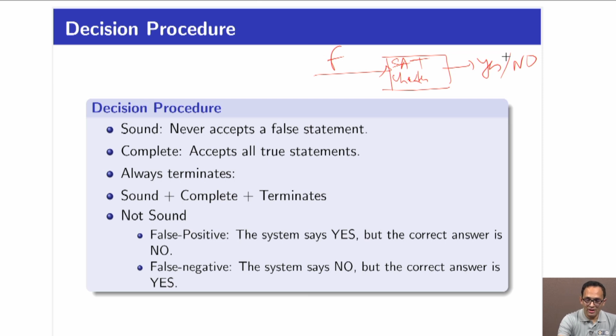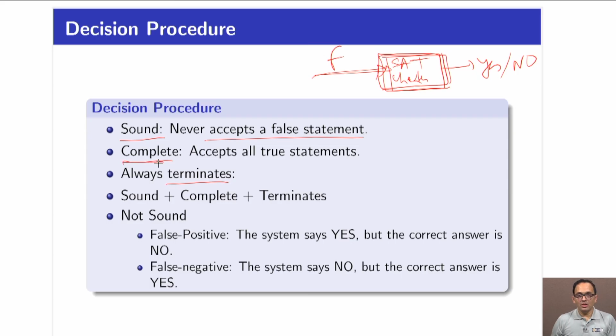Once we develop this algorithm, method or procedure, we have to be aware of these terminologies: sound, complete, and termination. This method or algorithm must be sound. What does it mean? If you give a formula and this solver says yes, that means definitely the formula is satisfiable. That means it never accepts a false statement. So, if it says yes, the formula is definitely satisfiable. You can trust that method.